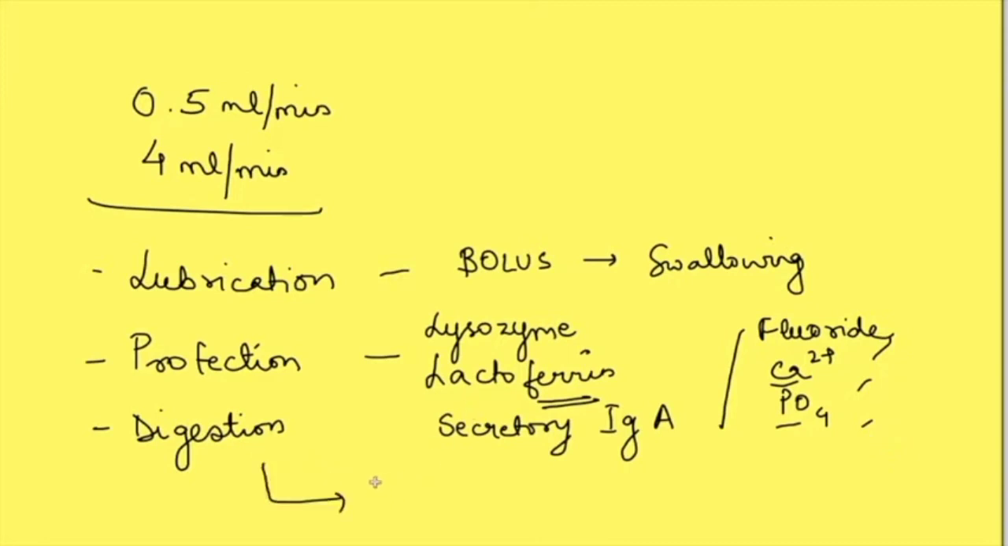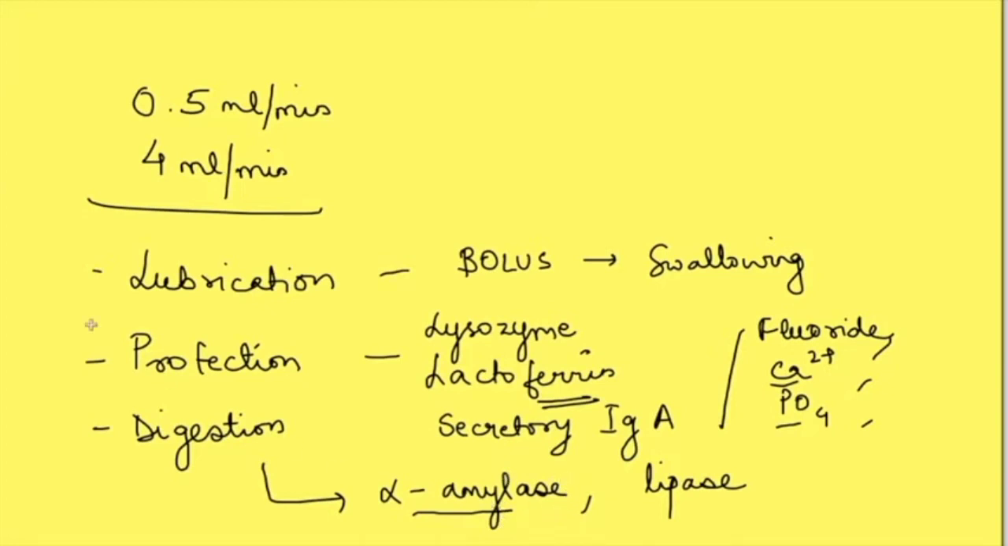Then there are enzymes for digestion. For carbohydrate digestion, there is alpha amylase, and for lipid digestion, there is lipase. But in a normal scenario, especially alpha amylase contributes a lot to carbohydrate digestion. But even if it is absent, no abnormalities have been found in digestion.